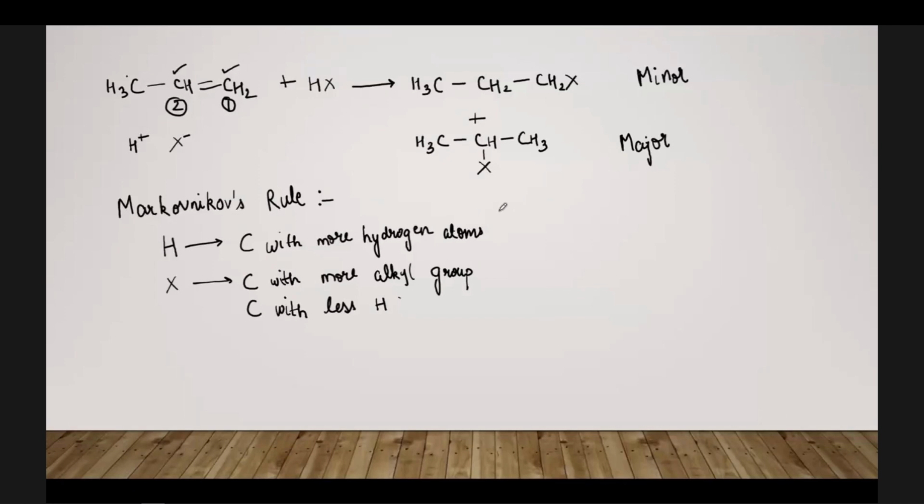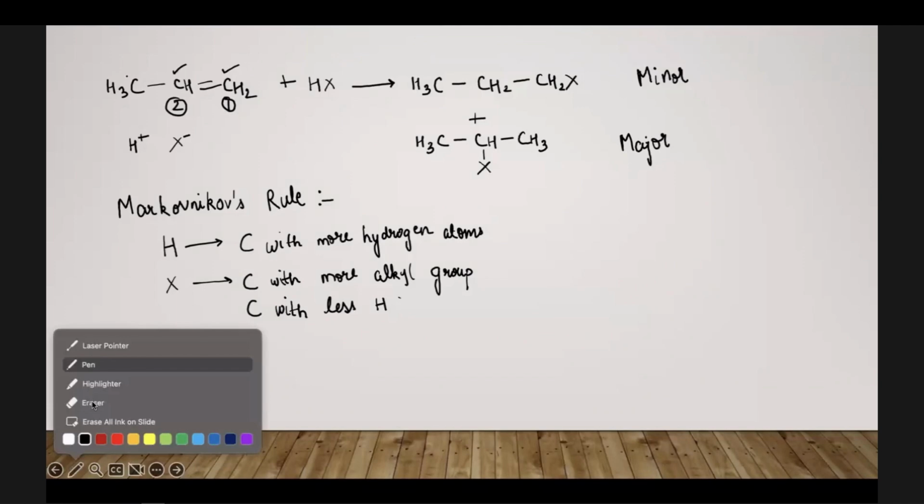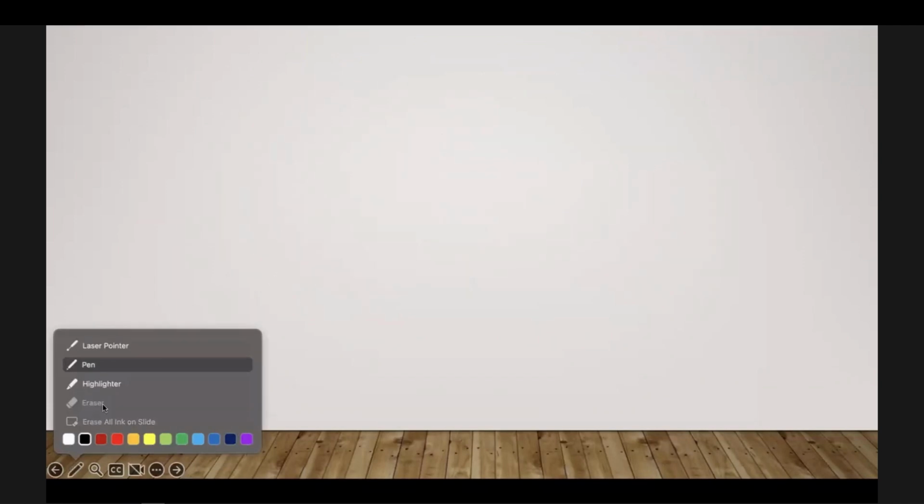ठीक है? So we were discussing the preparation from the alkenes, and this was the first part of it, that is the addition of the hydrogen halide. Now coming to the second part, the preparation from alkenes, the second part says the addition of halogens. So part B was addition of halogens.